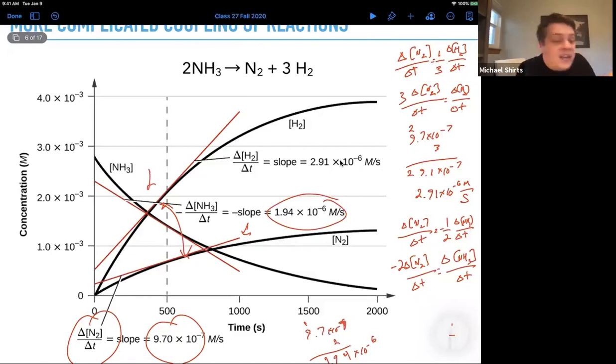Now, if we take the slope at any other point on this curve, we'll get different numbers, but they have to have the same relationship. If we take the slopes here, they will have the exact same relationship in their rates.